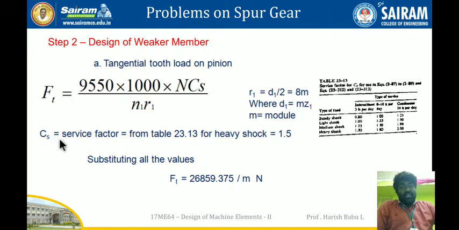CS, that is the service factor, I have to take from table number 24.13. For this particular problem I am going to assume average shock with 2 to 3 hours per day working. For average shock with 2 to 3 hours, I am going to take 1.50. I substitute that in CS, the service factor. Substituting all the values in the above equation, I get Ft is equal to 26,859.375 divided by M, in Newtons.